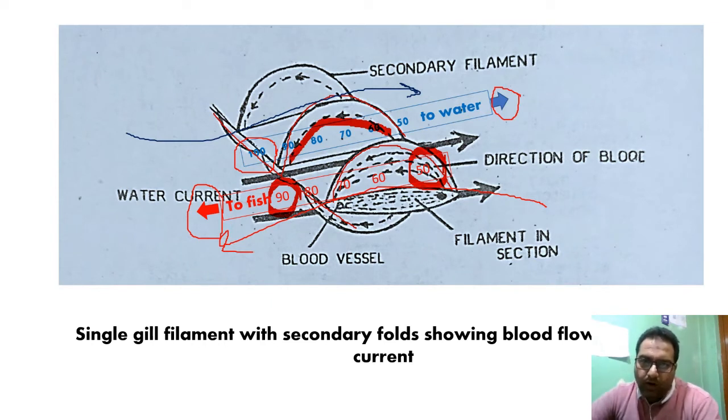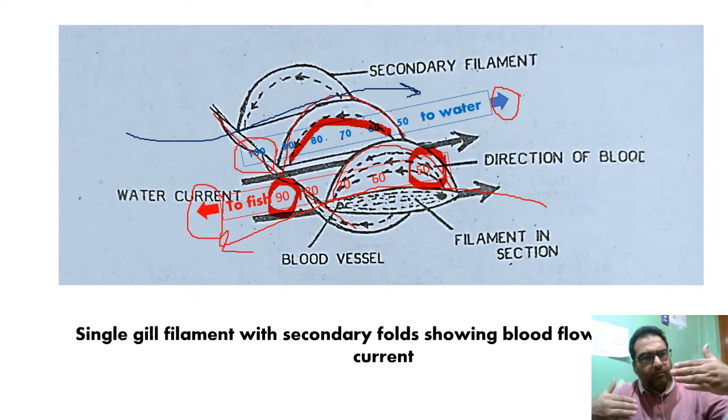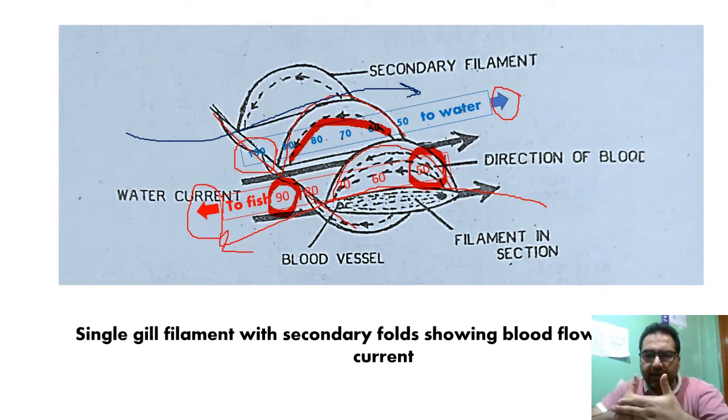So on one hand, what we are seeing here is that the water is flowing in this direction, whereas blood is flowing from the opposite direction, and thus by this coming in contact of the blood and the water, the maximum exchange of the gases takes place. This is called the countercurrent mechanism.